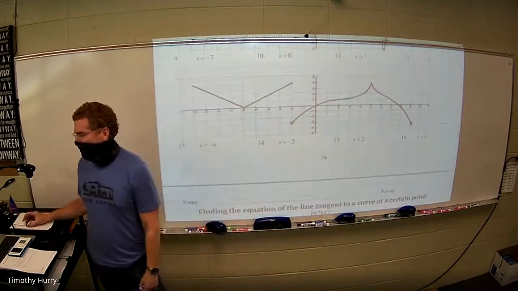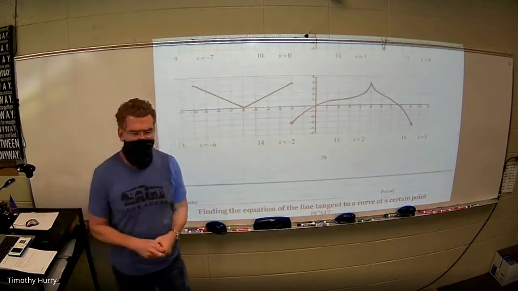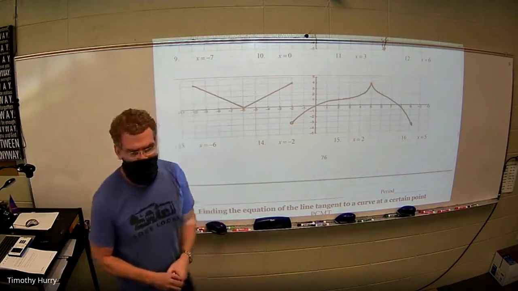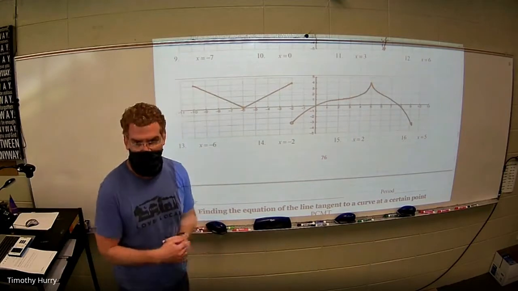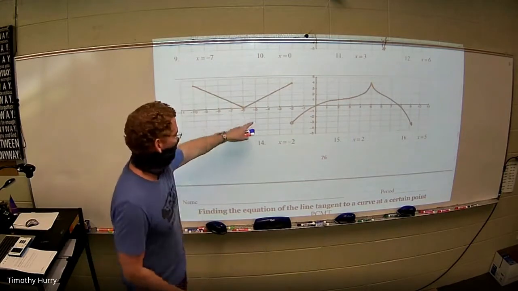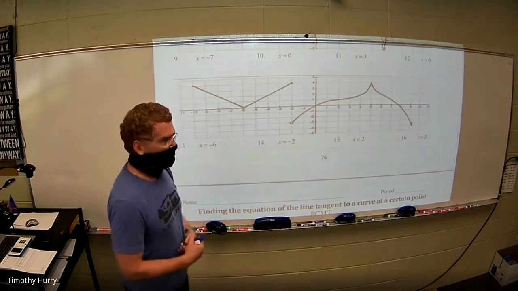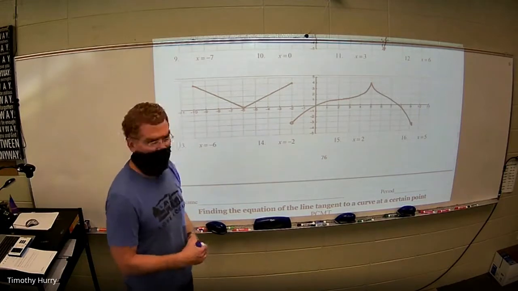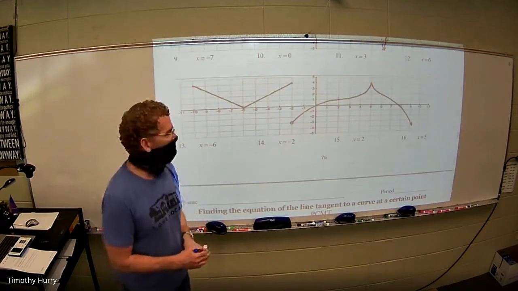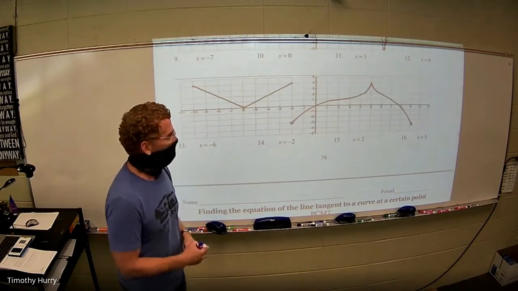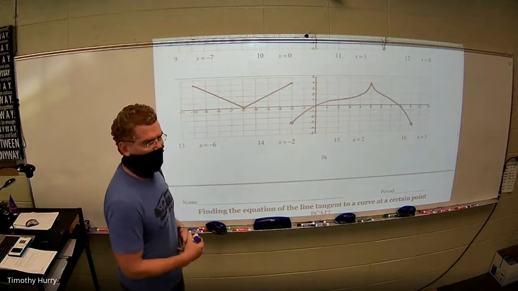And then finally, number 13, what about at -6? No, that's like the definition. That's like the picture of the corner right there, right? So no, because it's a corner. What about at -2? No, because it's not continuous. What about at +2? Definitely yes. And what about at +5? No, it looks like a cusp there.